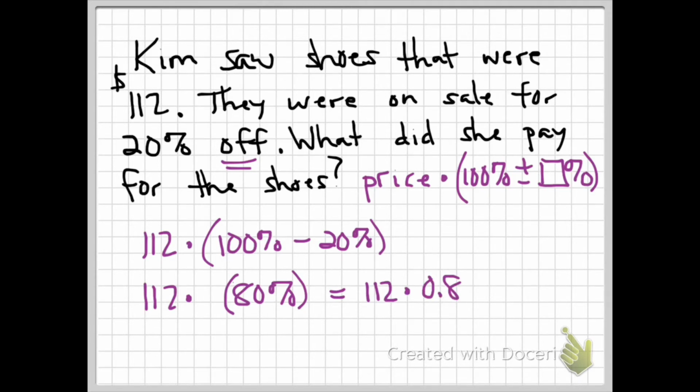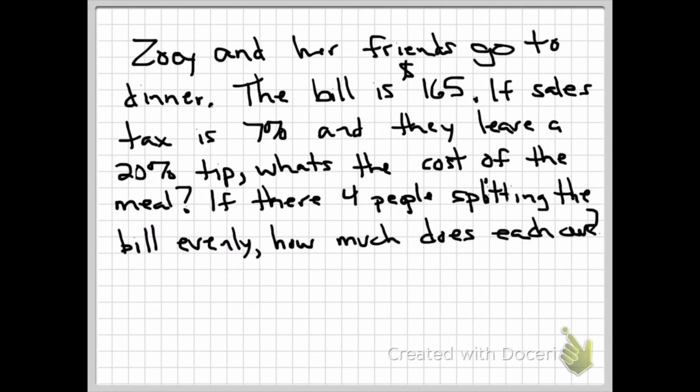And this will end up telling us what she's actually going to have to pay. So we don't have to do any extra steps here, which is nice if we do it this way. She ends up paying $89.60 for those shoes. All right, this is one of my favorite types of questions because you can't say that you're not going to see this in real life.